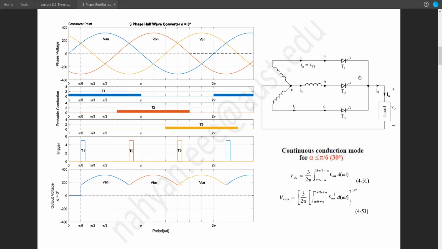Here is a circuit diagram of three-phase half-wave converter or three-phase half-wave controlled rectifier.